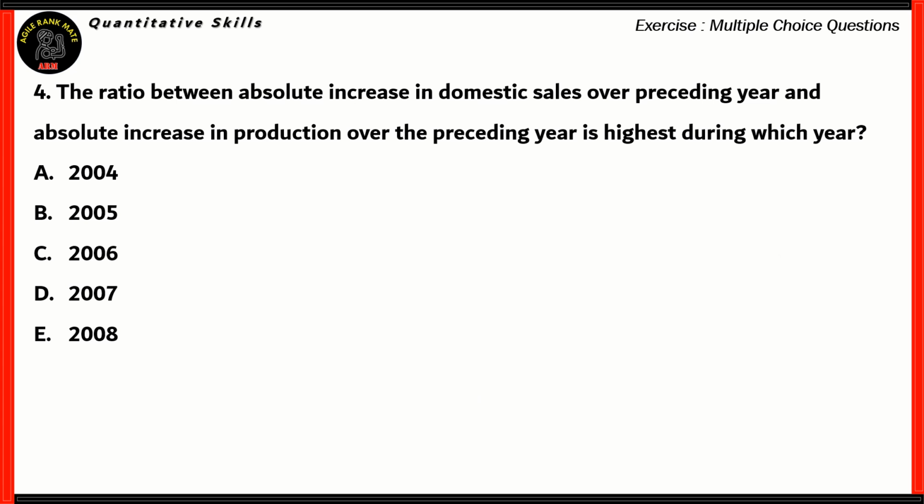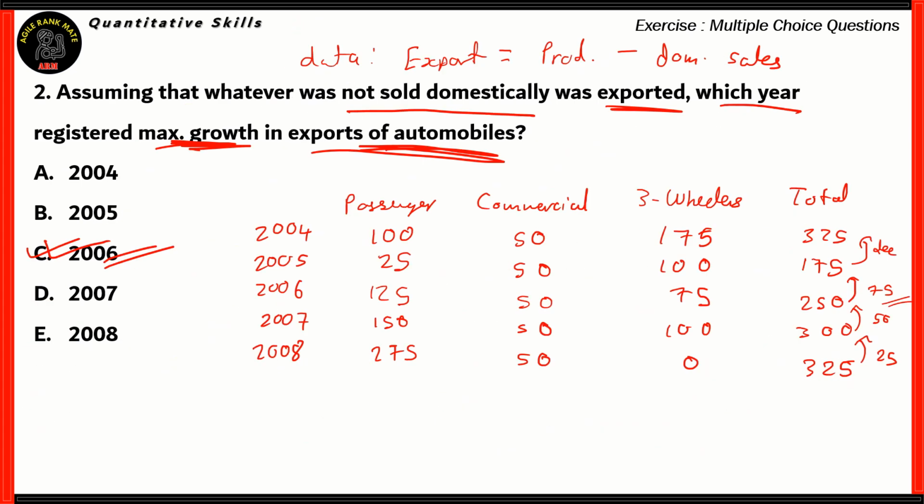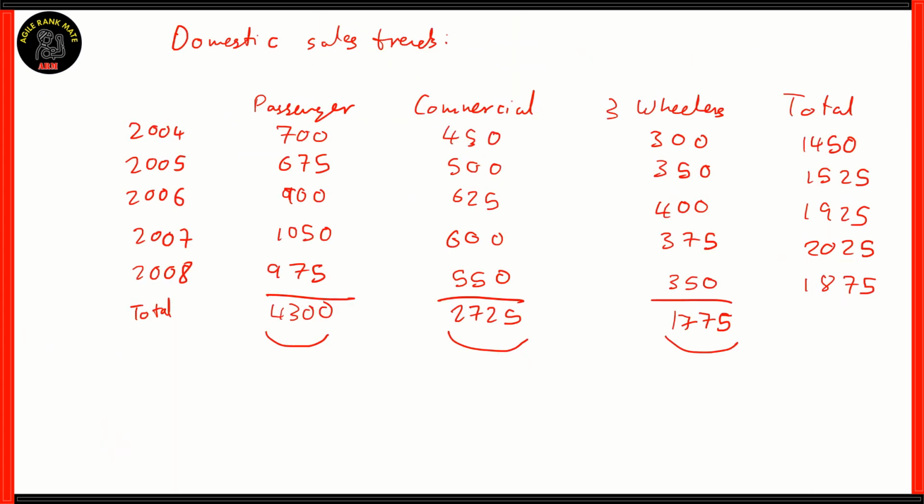Now let's look at the last question. We need to find the ratio between absolute increase in domestic sales and absolute increase in production over the preceding year. So how do we do that? Well, for starters, we will need to look at which years have an increase in domestic sales. So for that, let's go back to the graph.